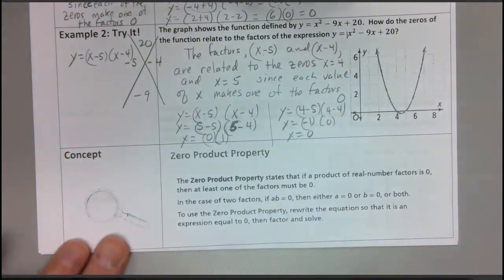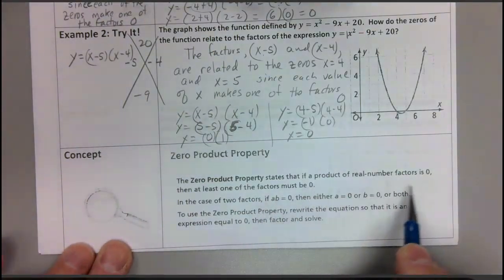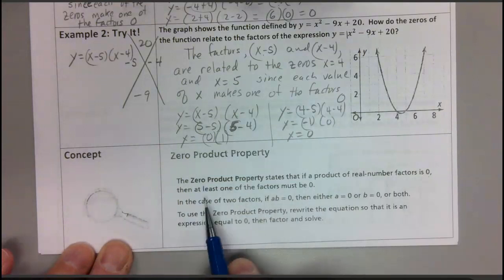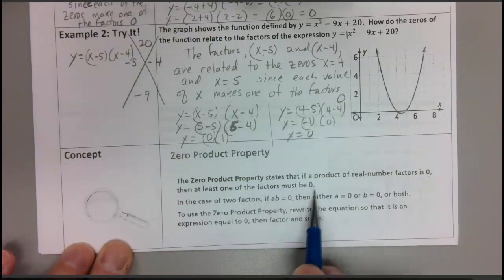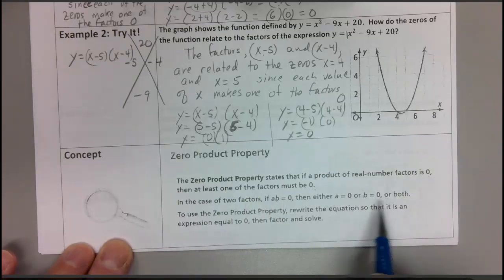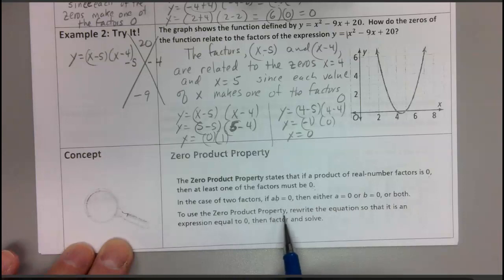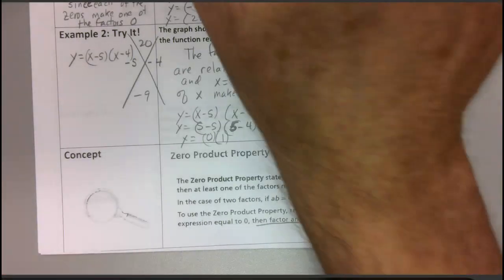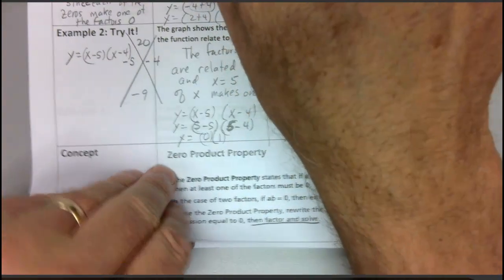Zero product property. The zero product property states that if a product of real number factors is 0, then at least one of the factors must be 0. In the case of two factors of a times b equals 0, then either one of those could be 0, or both of them. To use the zero product property, rewrite this equation so that it is an expression equal to 0, then factor and solve. Okay?